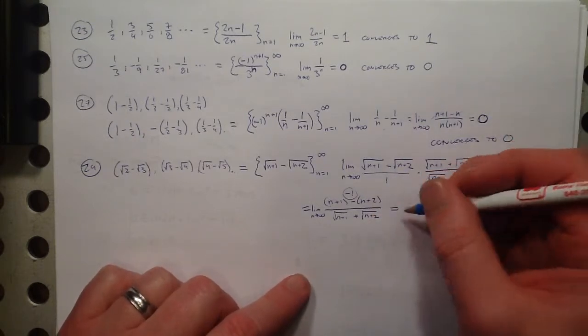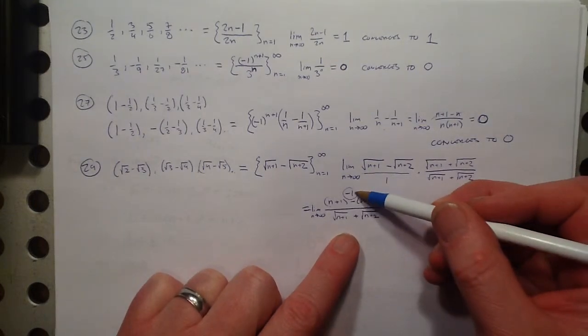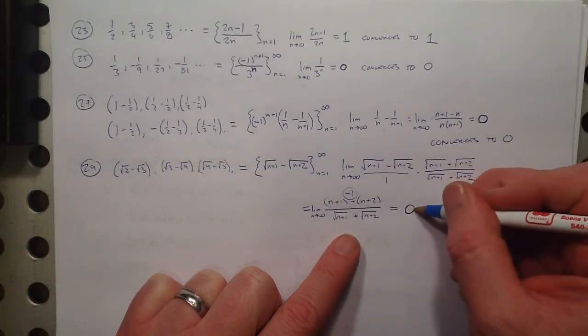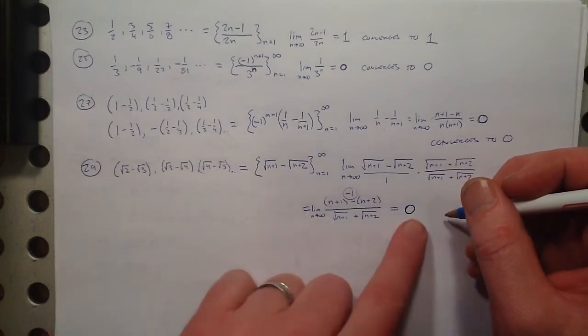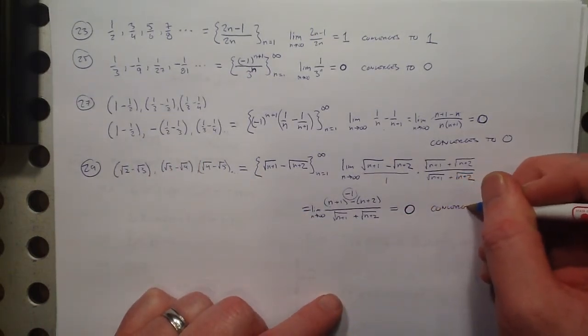So I have negative 1 on the top, and on the bottom here I have infinity plus infinity. Infinity plus infinity is not indeterminate. Infinity plus infinity is infinity. So I have negative 1 over something that's blowing up, so that's going to 0. And this was not even alternating. It wouldn't matter because it's going to 0, but this converges to 0.